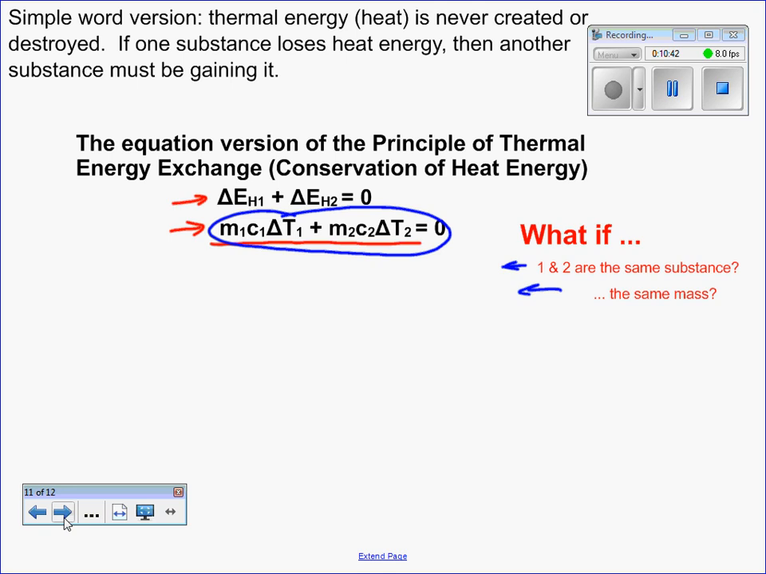So we have the word equation here, the word version of the principle of energy exchange. We have the equation version of the principle of thermal energy exchange.